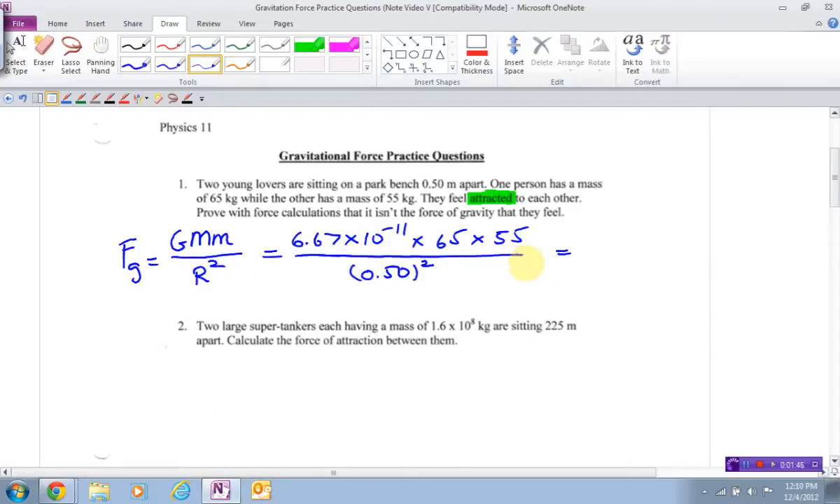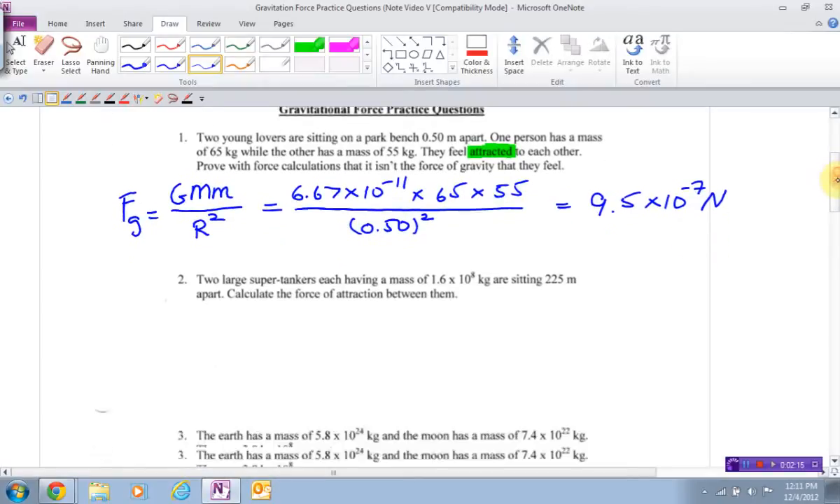If you do the arithmetic on your calculator, you'll get 9.5 times 10 to the minus 7 newtons. So if they are feeling this mutual attraction towards each other, it probably isn't the force of gravity. This is much too small. It's less than a millionth of a newton of force, and probably the frictional force between the bottoms and the bench will keep them where they're sitting.